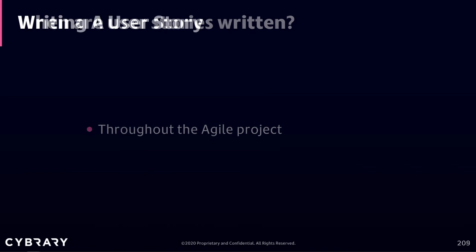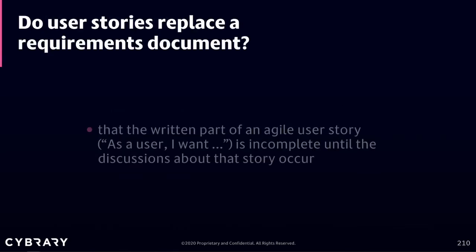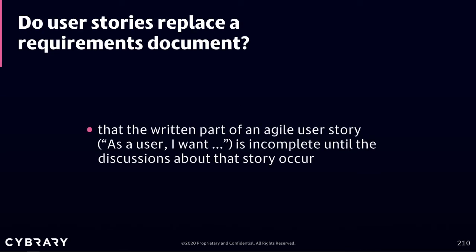So, writing a user story. Okay, here's a little more detail. A user story is the smallest unit of work in an Agile framework. It's an end goal, not a feature, expressed from the software user's perspective. To go a little more into the discussion about whether user stories replace a requirements document: it does not necessarily, but when the Agile Scrum and sprint start to take into consideration how these things are being performed, it's always better to make sure that the user story is written even prior, and eventually user documentation can actually be its own sprint.